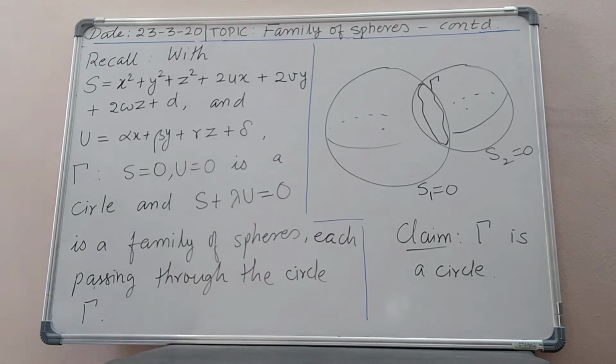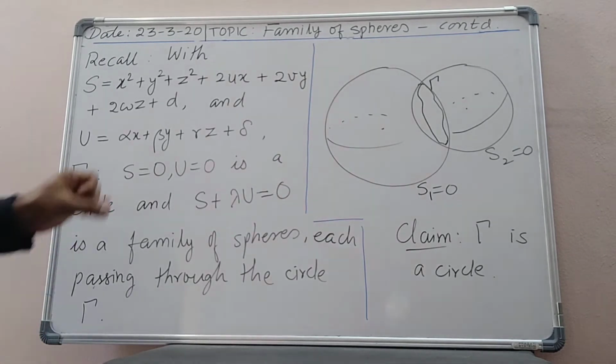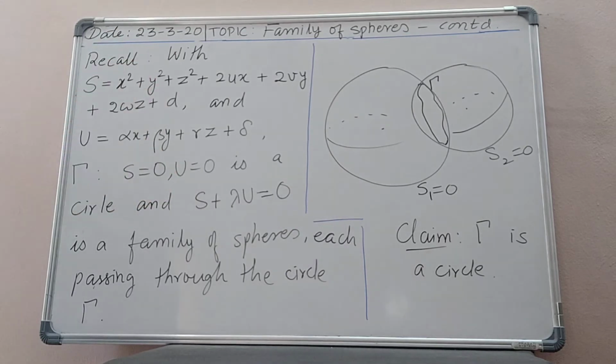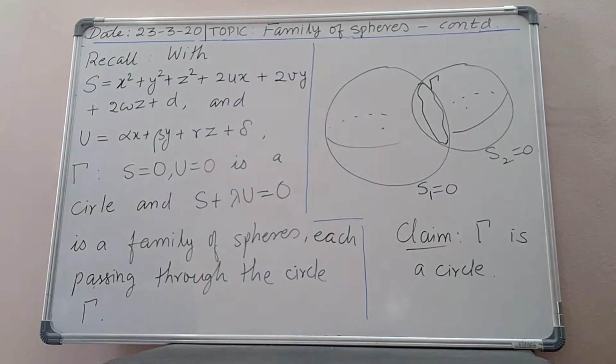Okay, so if you want to represent a circle in the three-dimensional space, this is one way of doing it. Take the sphere and take a plane which intersects that sphere. You get a circle. So if you want to represent the circle, think of two suitable surfaces, out of which one should be a sphere and the other one should be a plane.